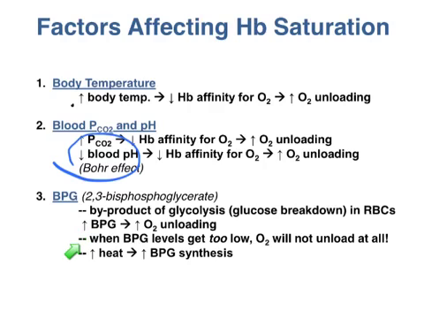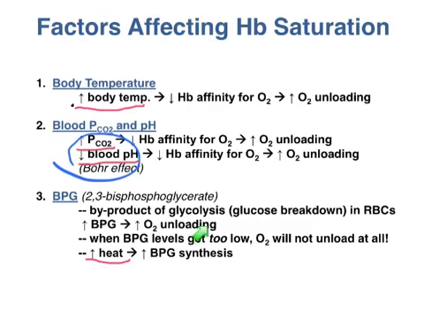Now, I want you to think about what happens when you're exercising, when you're working your muscles, when you have metabolically active tissue. Body temperature goes up, you get more carbon dioxide production, and so a drop in pH. Increased body temperature is going to lead to increased BPG synthesis. All of these factors tilt hemoglobin saturation to unloading exactly when you need it the most.